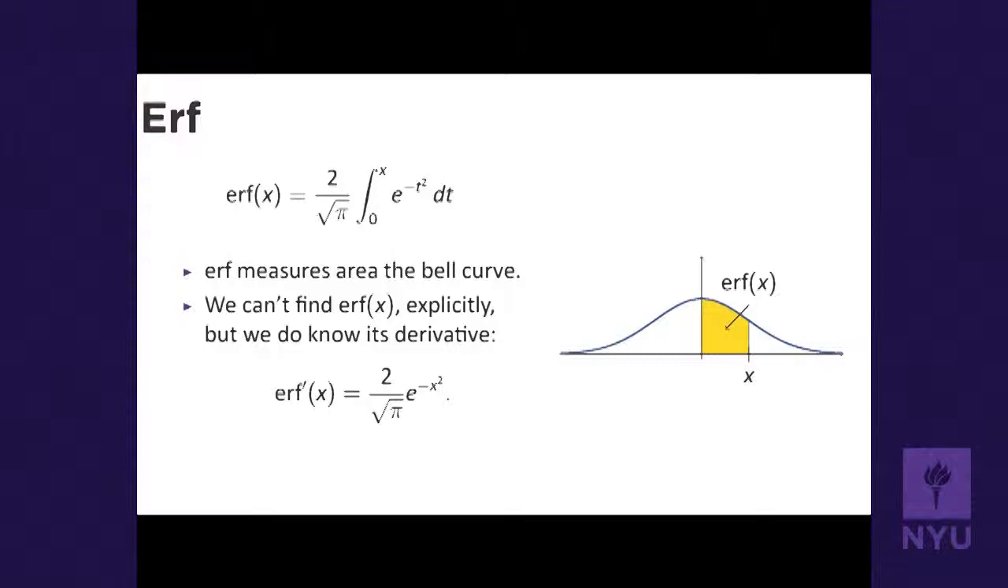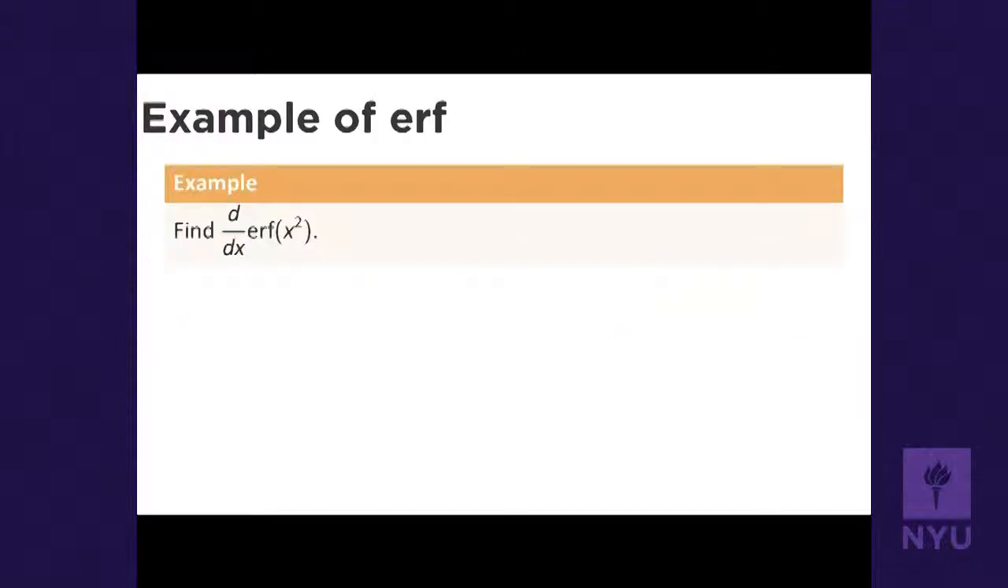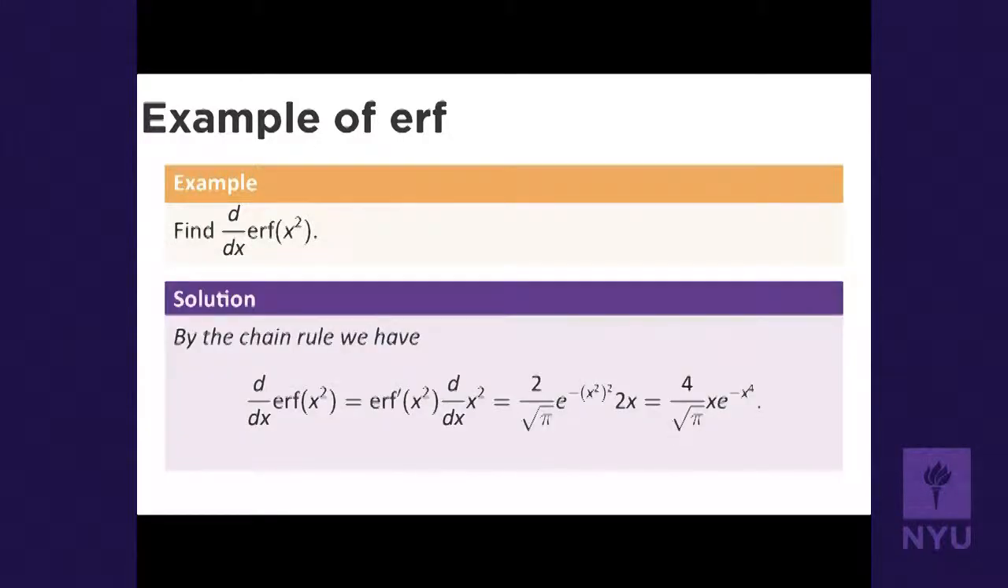The 2 over the square root of pi, that's kind of interesting. It's the constant which makes the integral from minus infinity to infinity of this function exactly 1. If you took e to the minus x squared and integrated between negative infinity and infinity, you get the square root of pi, which is a nice fact that you learn when you take complex calculus. But for our purposes, we can combine the error function with other functions. Say we take the function erf of x squared, and we want to find its derivative. Well, the derivative of erf of x squared is erf prime of x squared times the derivative of x squared.